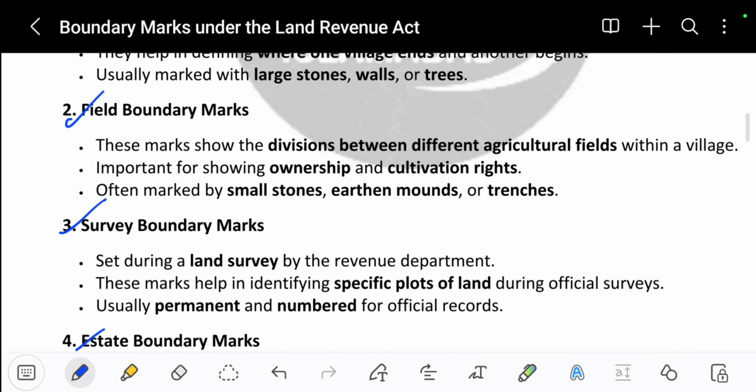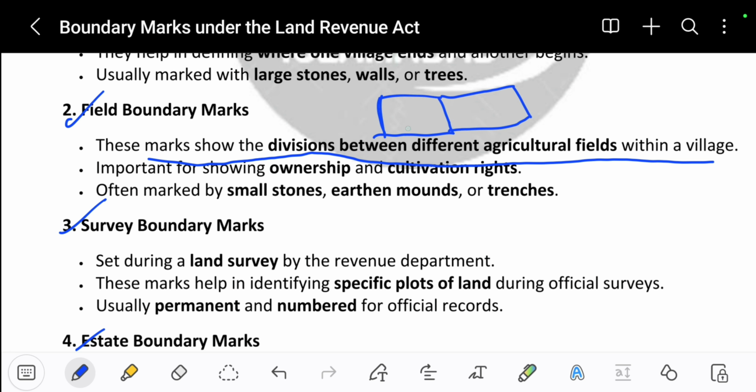Second is based on field boundaries. These marks show the divisions between different agriculture fields within the village. So basically, some of you might have visited a village and seen that the lands have a few separations. Those separations are done because the owner of this land doesn't want this land to be mixed with that land, because it is not his land. Both owners want their lands to be separate. That's why they make a boundary between the fields.